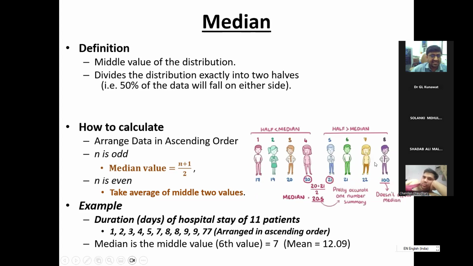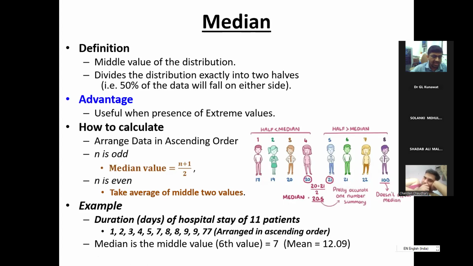Similarly, if the number of observations is even, here we have 8 observations, so we take the average of the middle two values. Again, you can see that it is not affected by the extreme value. That is why the median is useful when there is an extreme value, either bigger or smaller.